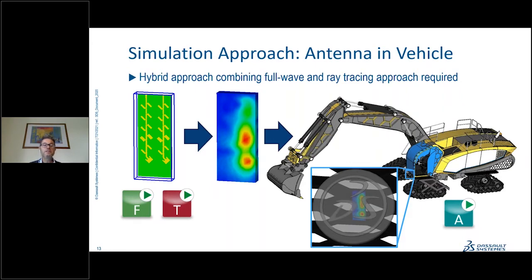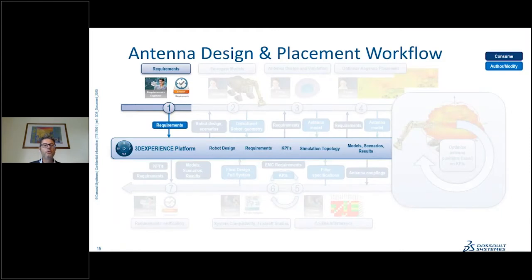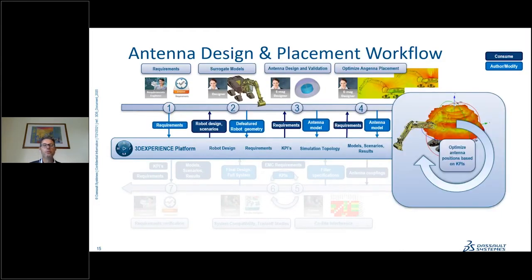Therefore, the method is not only one. I'm using three methods, so I have a hybrid approach, which is a very efficient way to do it. And I'm able at this point to fully characterize my antenna and the coupling on the platform. And I want to show how we are going to do it. So first of all, starting from the requirement, we design the antenna, validate it, and simulate the antenna placed on the structure.